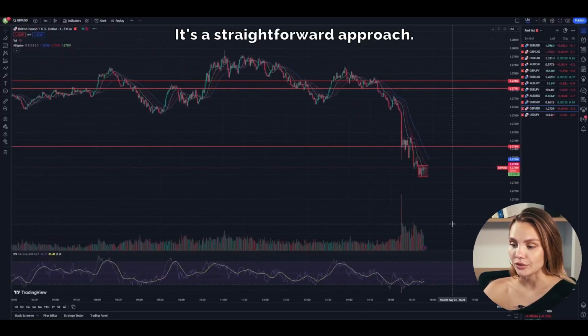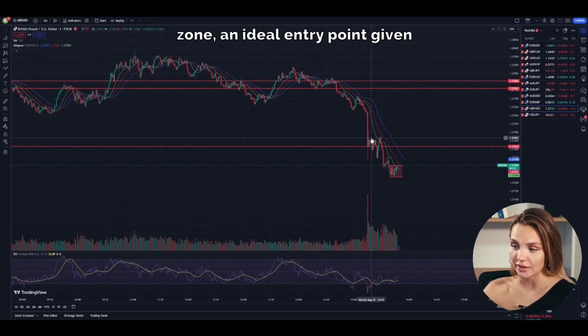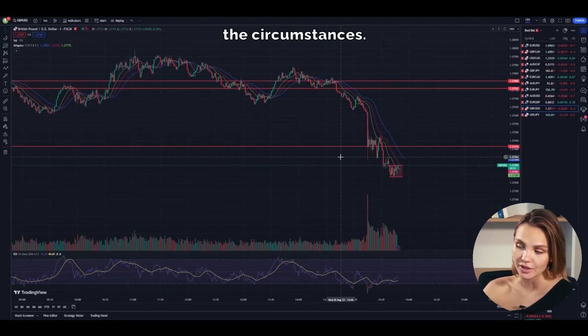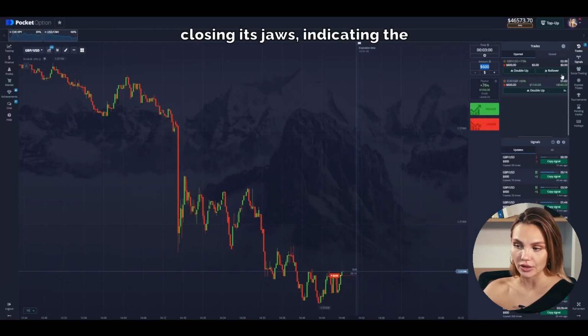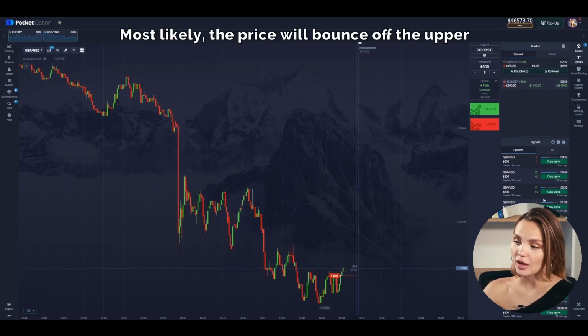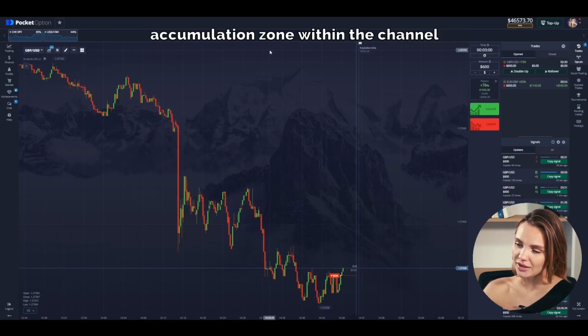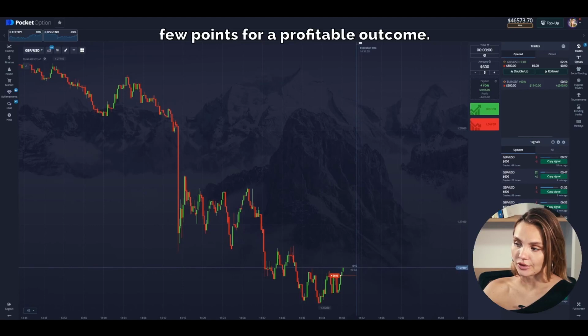It's a straightforward approach. I've executed the trade right from the upper accumulation zone, an ideal entry point given the circumstances. Furthermore, the alligator indicator shows no sign of closing its jaws, indicating the potential for another downward entry and profit. Most likely, the price will bounce off the upper accumulation zone within the channel and head downwards, requiring just a few points for a profitable outcome.